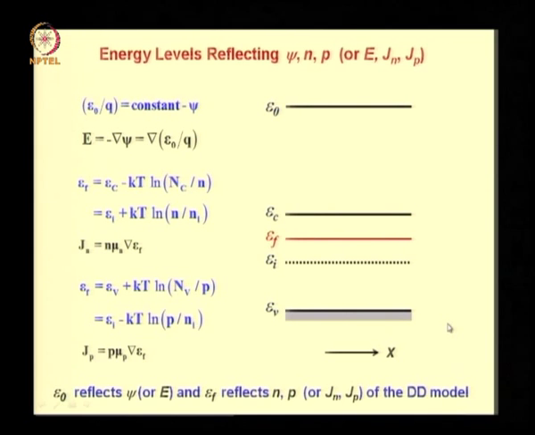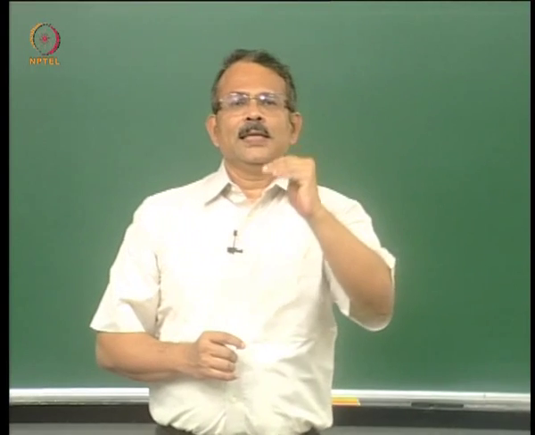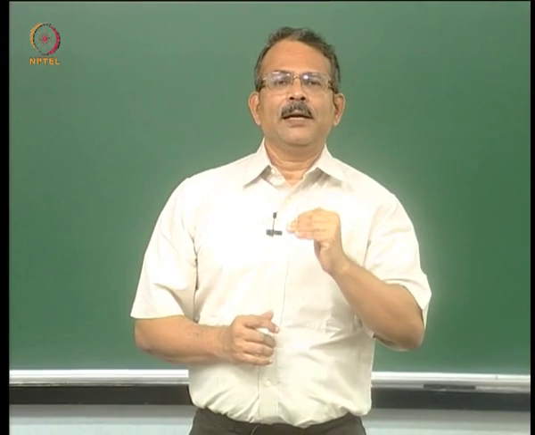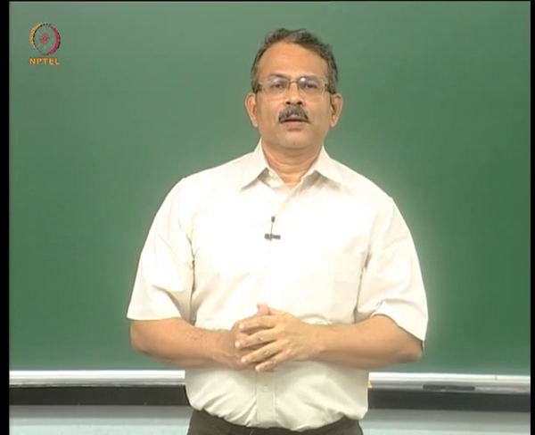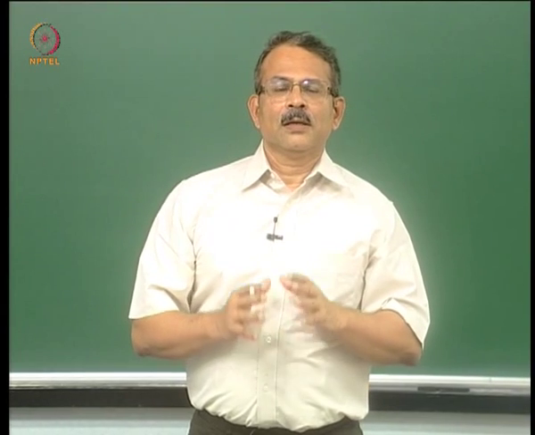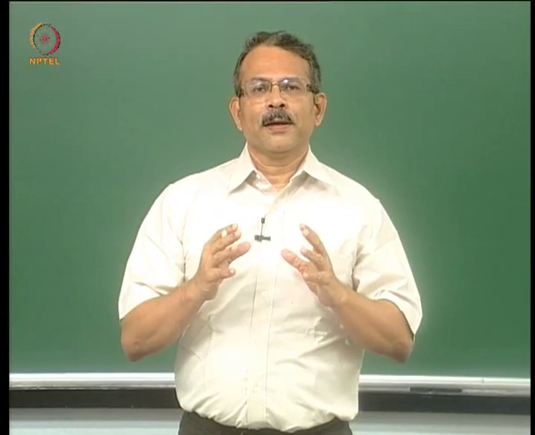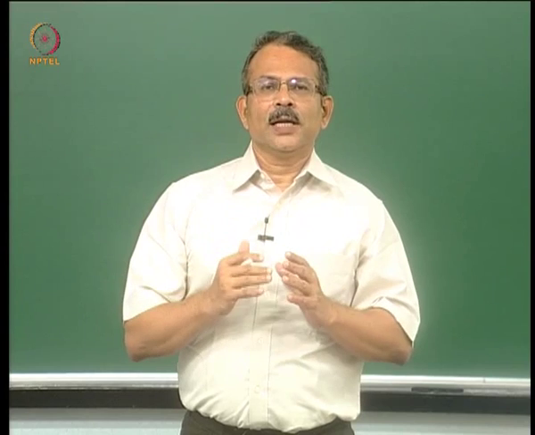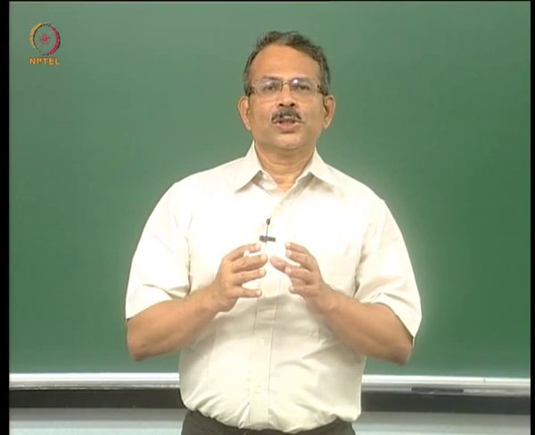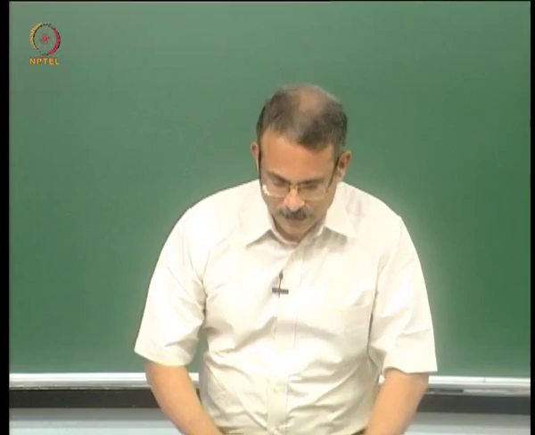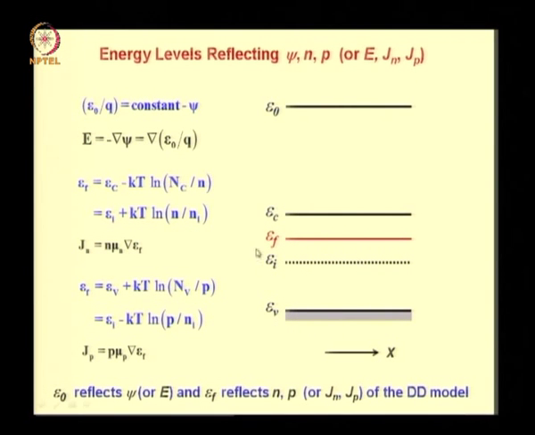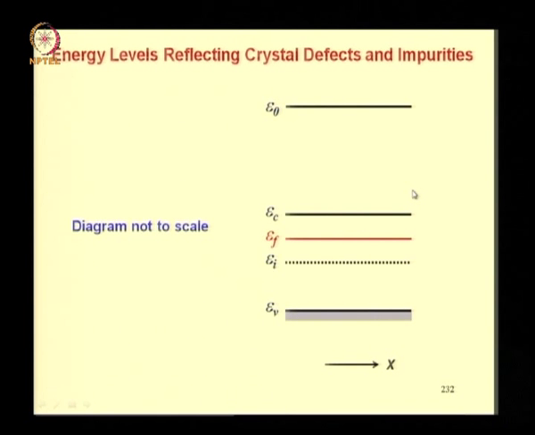So this is how the levels E naught, EC, EF and EV together represent the conditions in a semiconductor device, those conditions which are used in a drift diffusion model, and these levels are also useful to give you the spatial variation of the E-k relation. Let us add now to this diagram energy levels reflecting crystal defects and impurities.